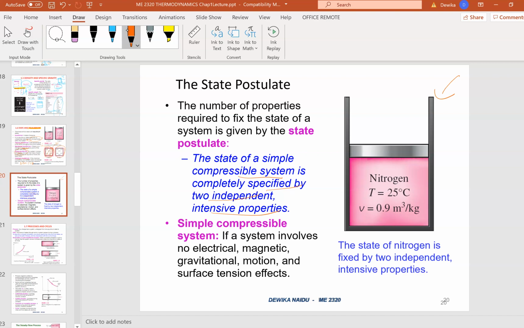We have a piston. So now I'm going to talk about this piston. I'm going to describe this piston. This piston has nitrogen inside. The temperature is 25. The specific volume is 0.9.